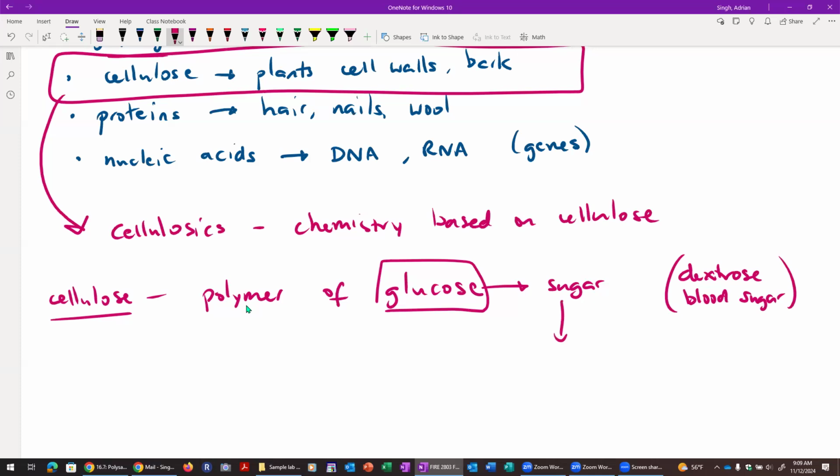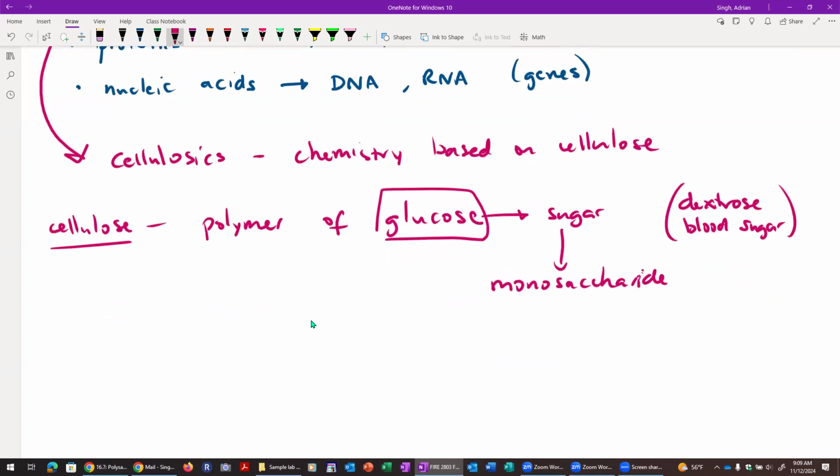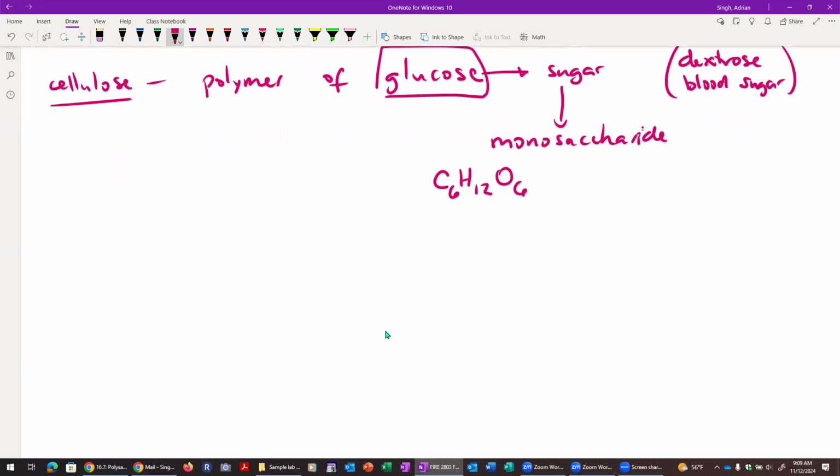It is also known as a monosaccharide, meaning that it's a simple sugar. It's a single sugar unit, and it has the chemical formula C6H12O6. So we have carbons, we have oxygens, and we have a bunch of hydrogens in there as well. And, as we talked about before, each of these has its own bonding pattern. Carbon likes to form 4 bonds, hydrogen 1, oxygen 2.